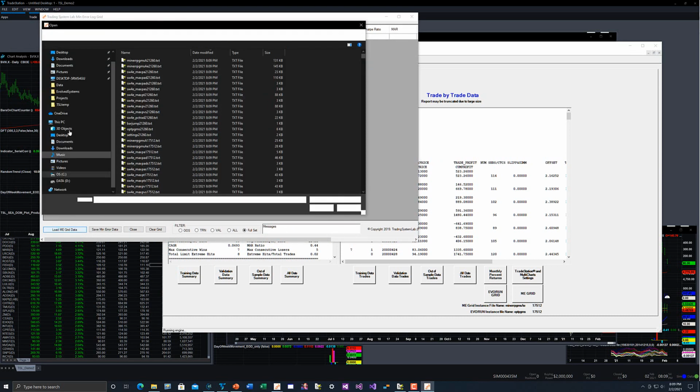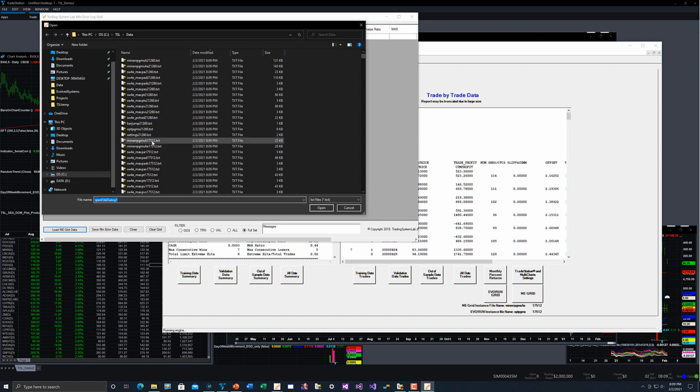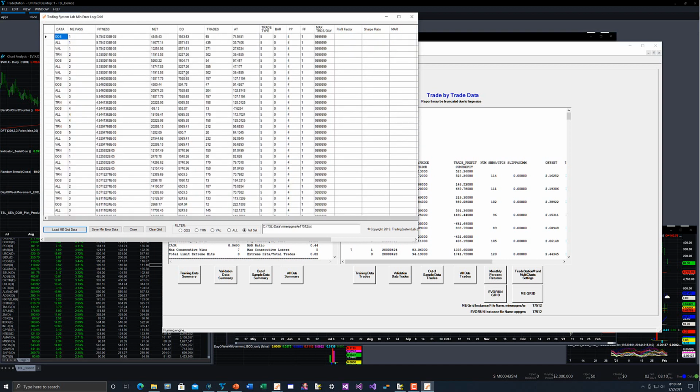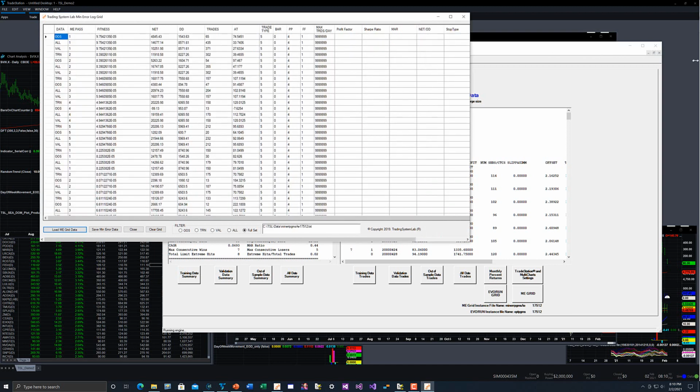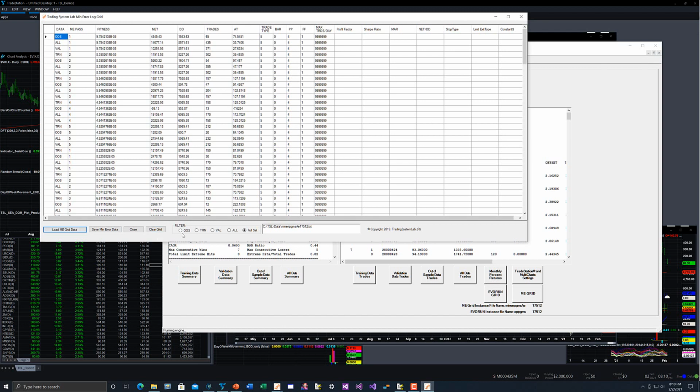We'll load up a little ME grid to take a look at some of the data that's come out of this engine up to this time. And there's the data I was looking for. So this spreadsheet here is sortable and filterable.